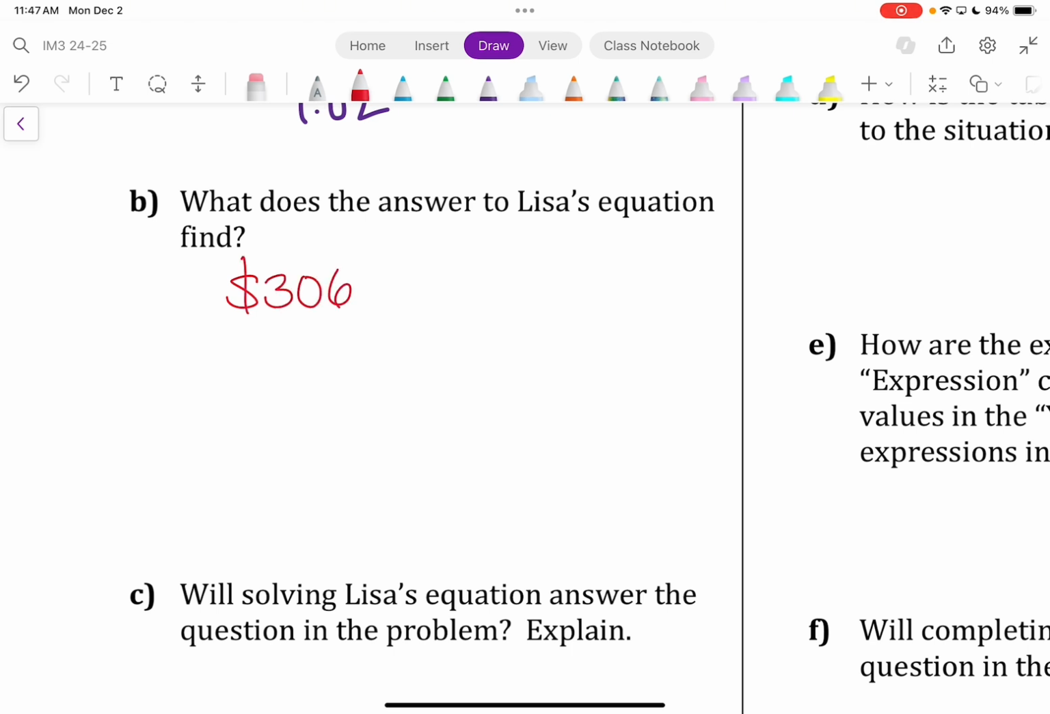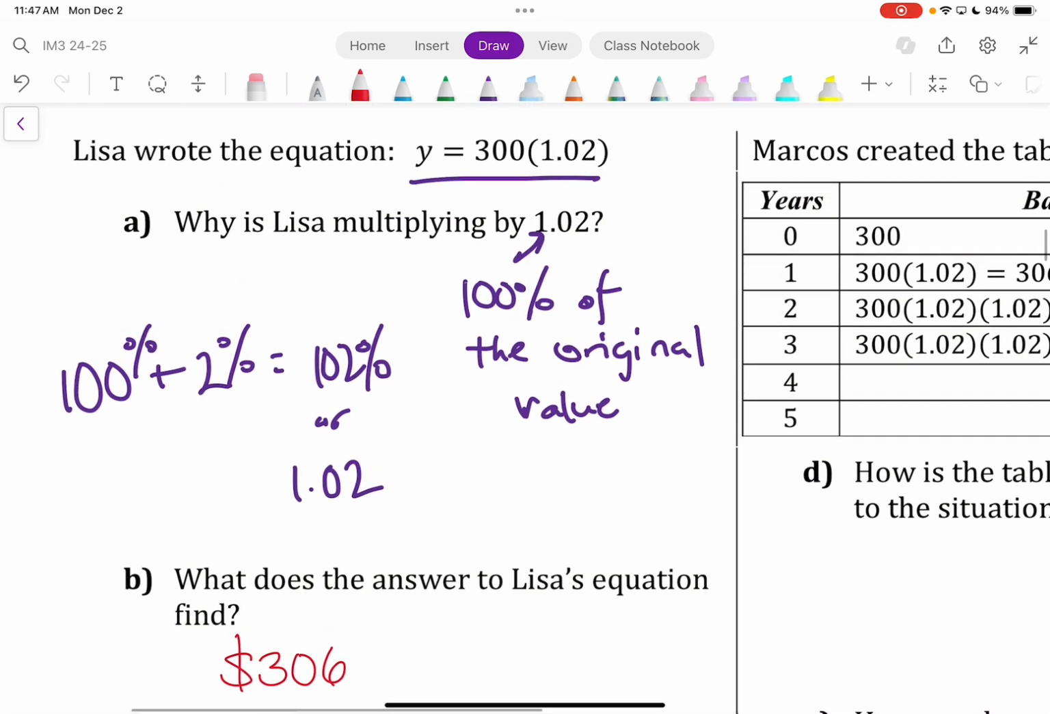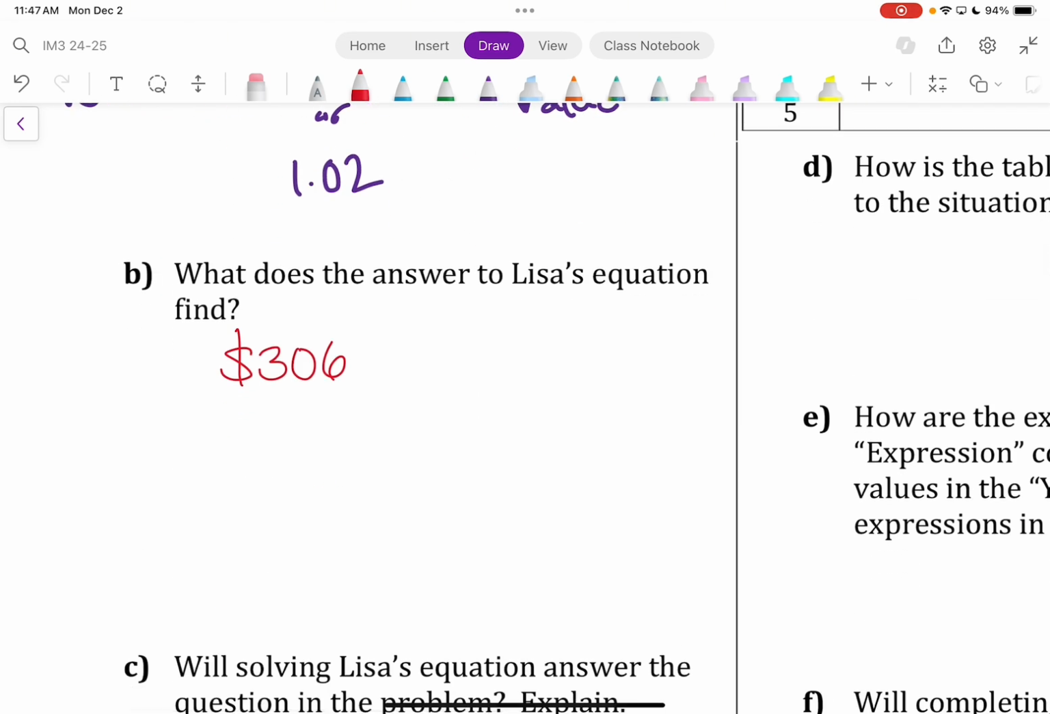Now, what does this mean? This is the balance after how many years? This is not the balance after 6 years. So how many times did I multiply 300 times 1.02? I only multiplied it how many times? 1 time. Every time that you multiply it by 1.02 represents a year, and we'll see that later. But since we're just multiplying it by 1.02 once, this is the balance after 1 year.